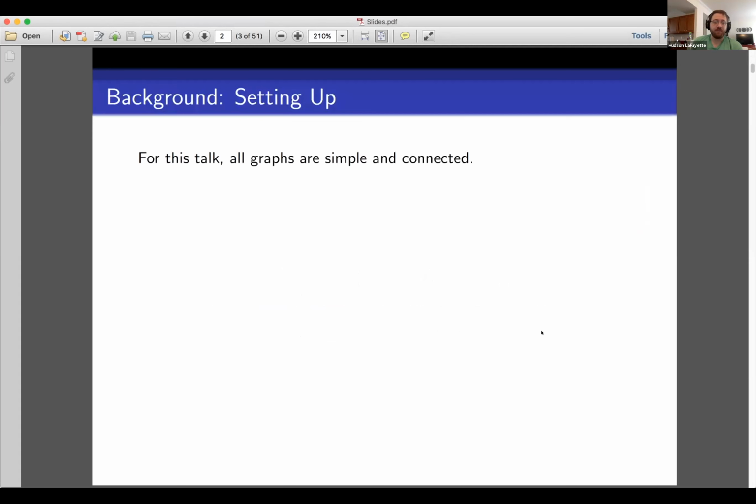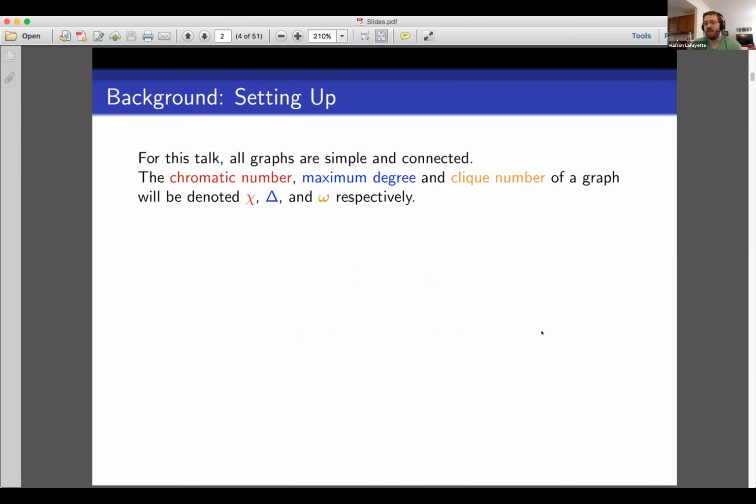So to set up, all graphs for this talk will be simple and connected, as God intended. And the chromatic number, maximum degree, and clique number will be chi, delta, and omega, respectively.